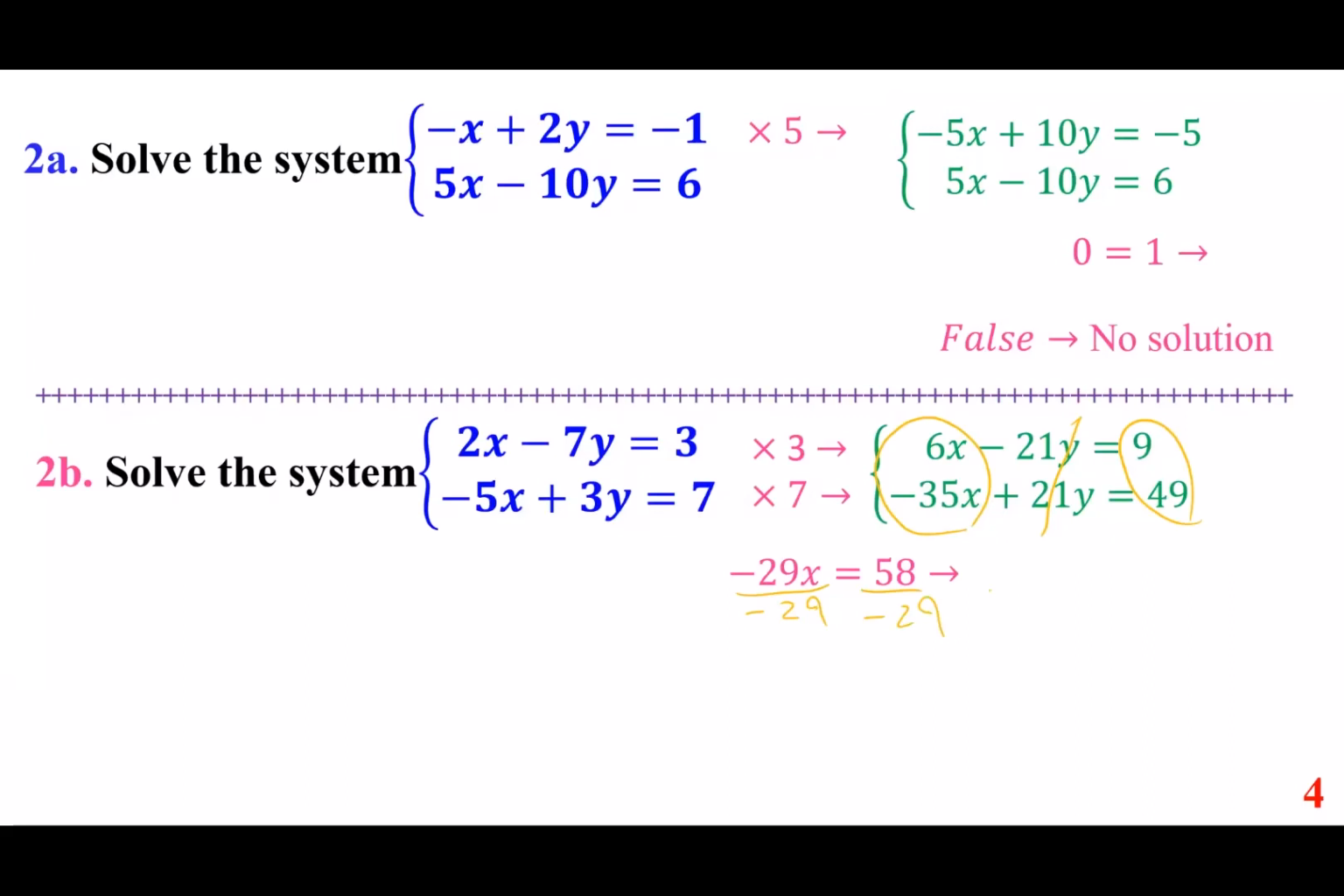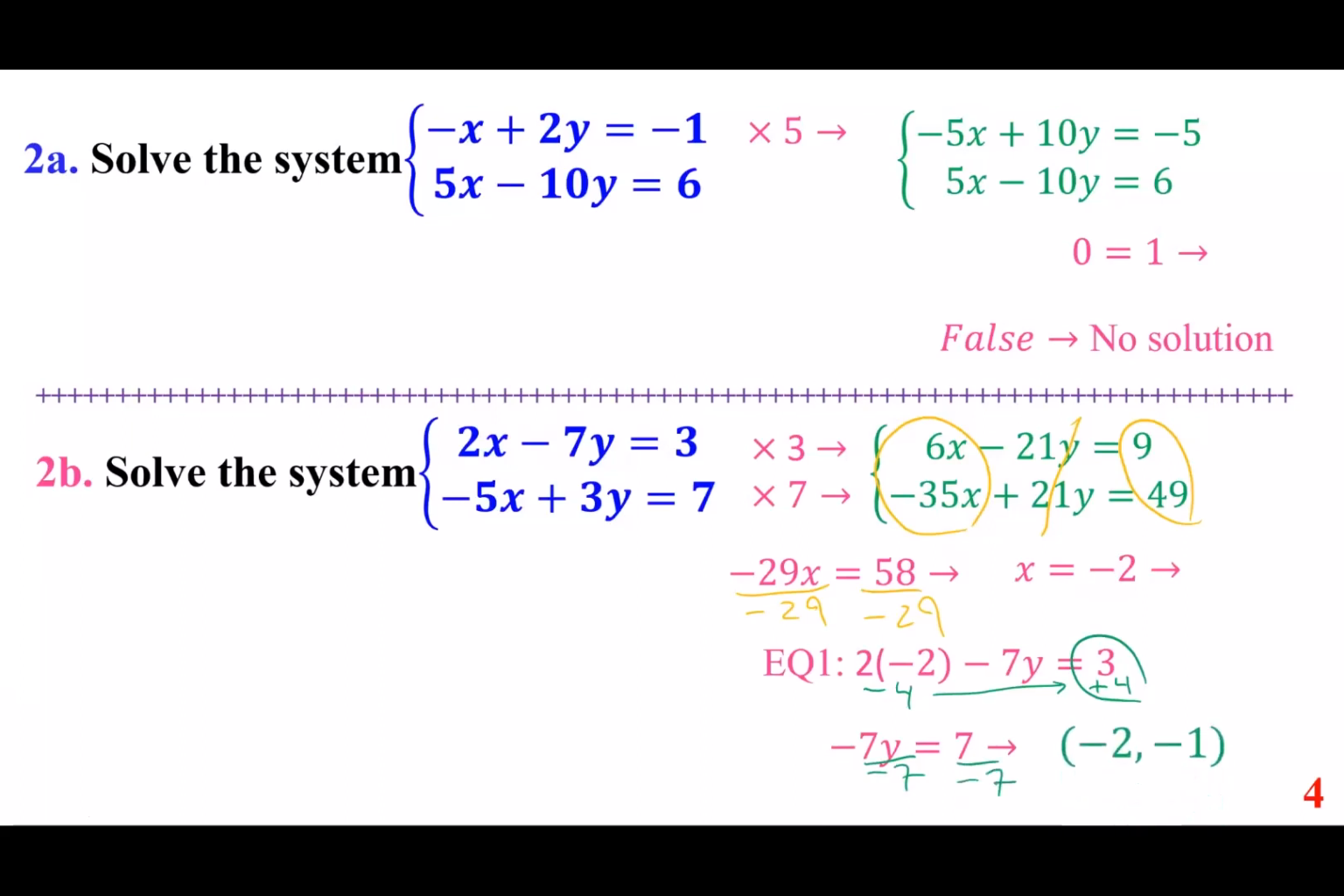Divide both sides by negative 29. X becomes negative 2. And you can use one of the original equations. For example, this one, 2 times x means 2 times negative 2 minus 7y equals 3. This is negative 4. Move it to the other side, it becomes positive, and with 3 becomes 7. Divide both sides by negative 7, and we get negative 1.